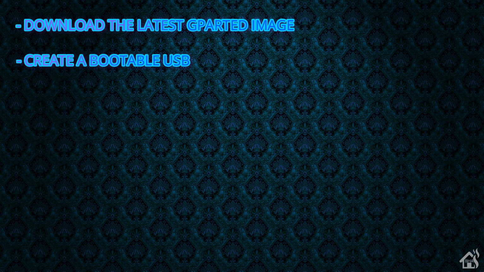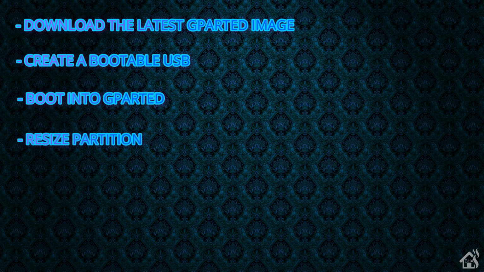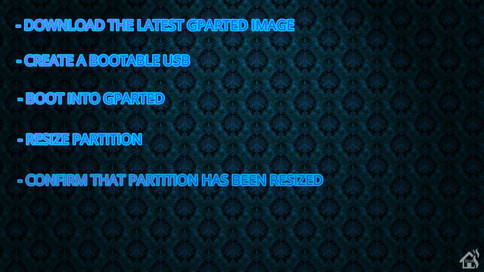Alright, so let's go ahead and do a quick run through everything we're going to cover in this video. For starters, we're going to download the latest GParted image. I'll show you where to get that. Once we do that, we'll create a bootable USB with that image. Once that's done, we're going to boot into GParted. Then I'll walk you through how to resize the partition. And lastly, we will confirm that the partition did get updated and show you what that looks like. Let's get started.